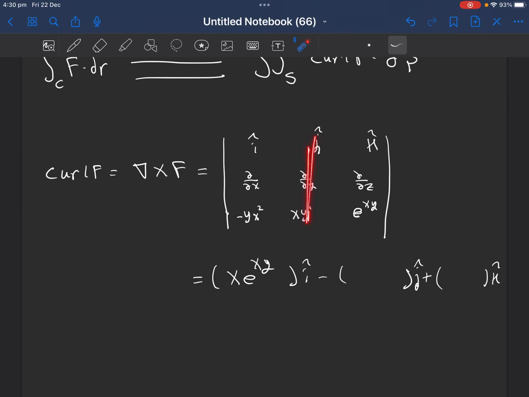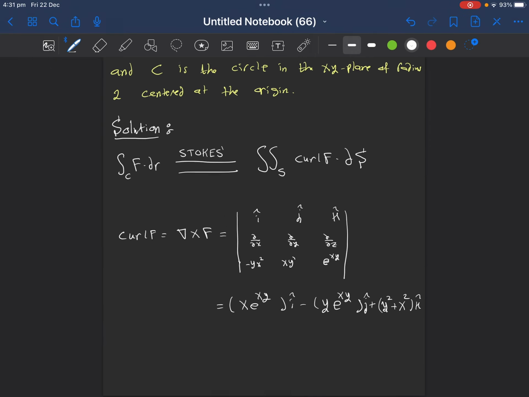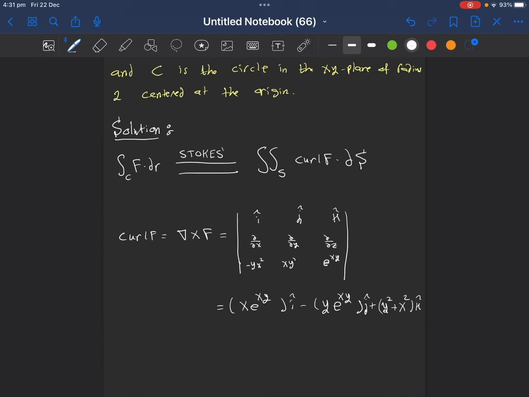Second one, if we cancel the row and the column, if we do this one, this will give me y e^(xy), and this one again will give me 0. So the second part will be y e^(xy). Now for the third one, if we do the derivative, this is y squared minus, it will be y squared plus x squared. This is the curl, we just want it, and we just keep it as is.